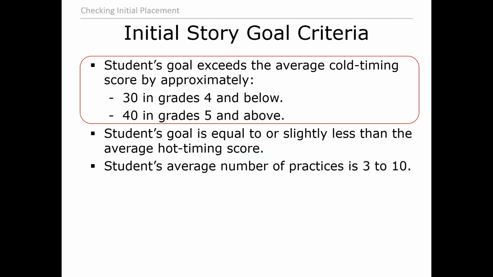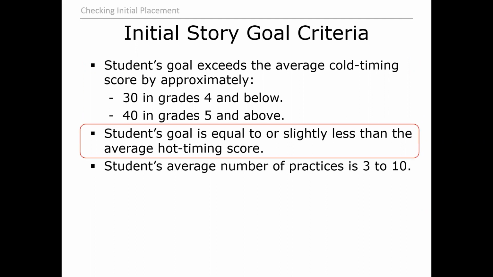So we want the student's goal to be above her cold timing by about 30 for young students and 40 for older students. Okay. So young being 4th grade and below, older being 5th grade and above. So the cold timing and goal should be 30 for young, 40 for older. We want the goal and the hot timing score to be close to one another. But the hot timing score has to be above it, right? Think about this for a moment.